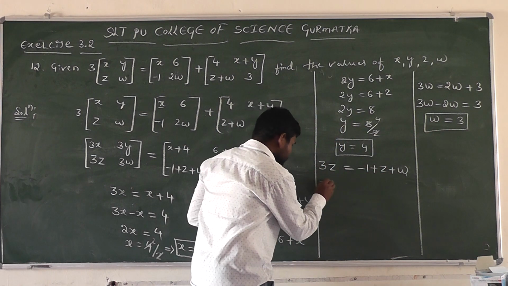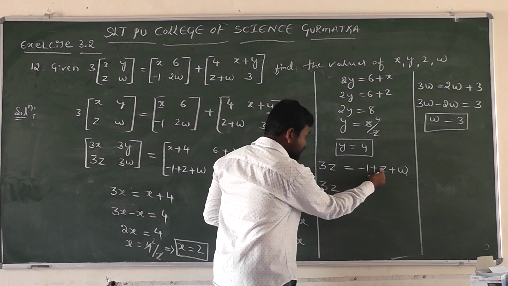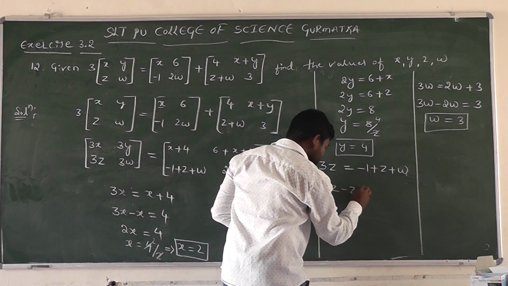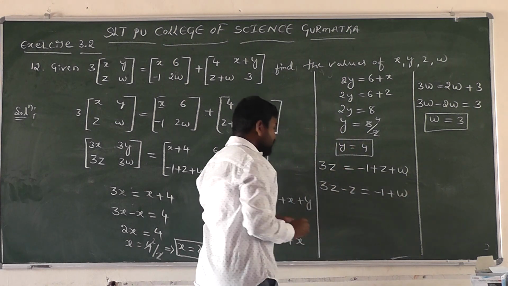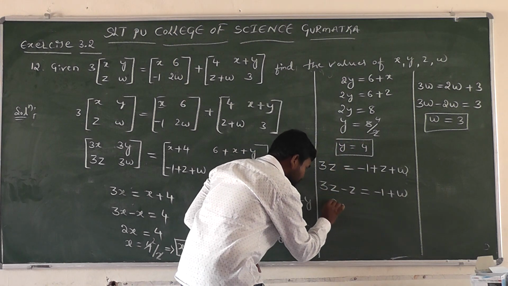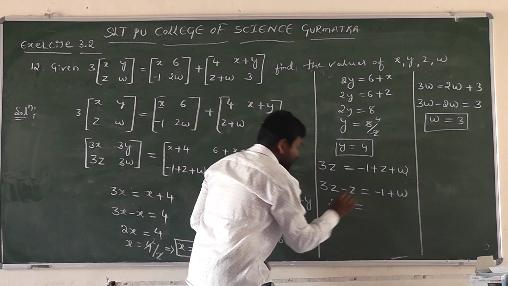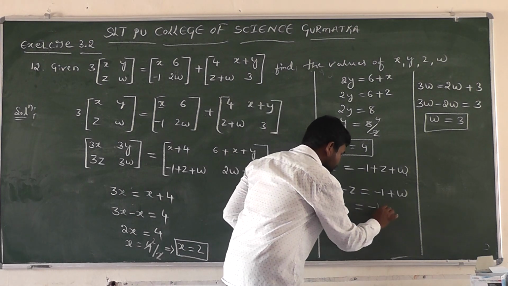Then 3z, and plus z we have to move to that side. What happens here? Minus z, so 3z minus z is equal to minus 1 plus w, right? 3z minus z is how much here? 2z, right? 2z is equal to minus 1 plus w.